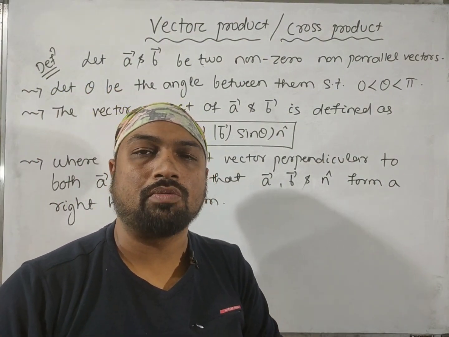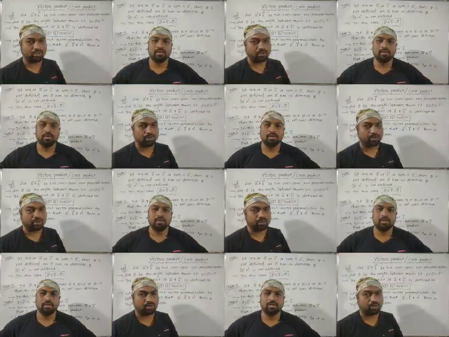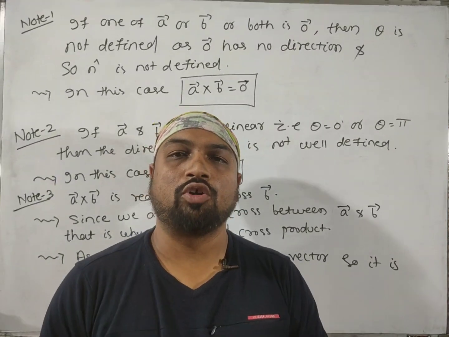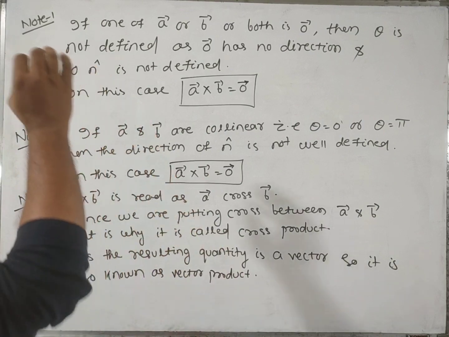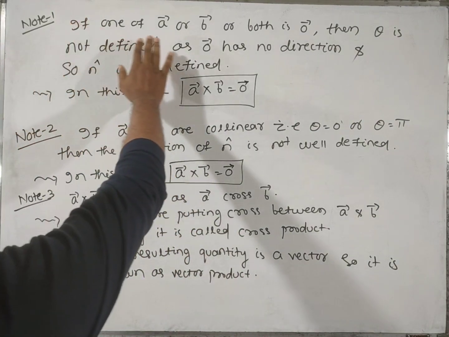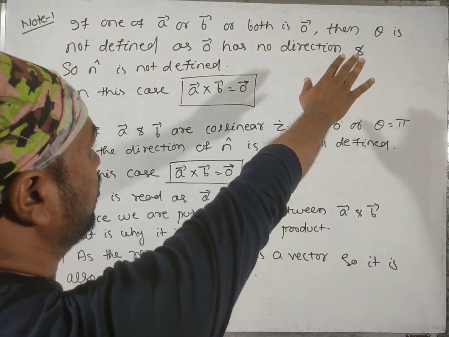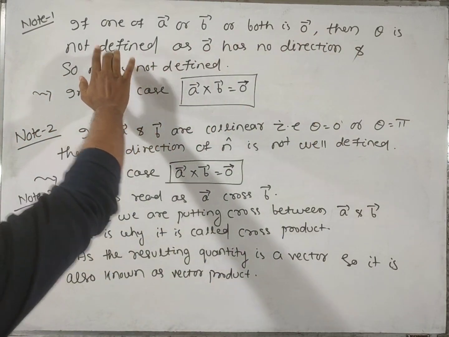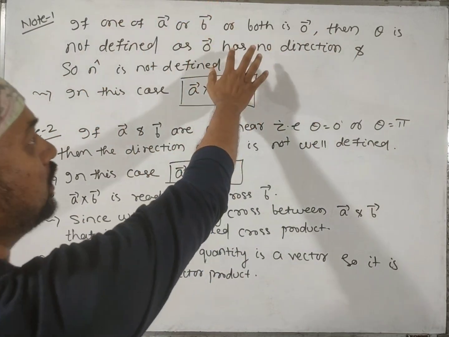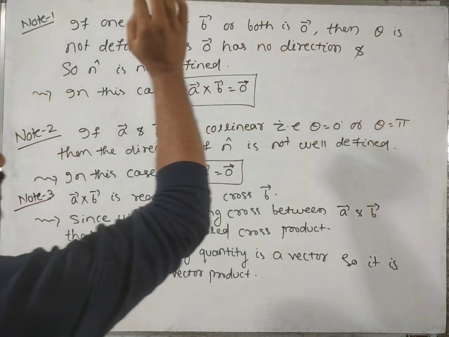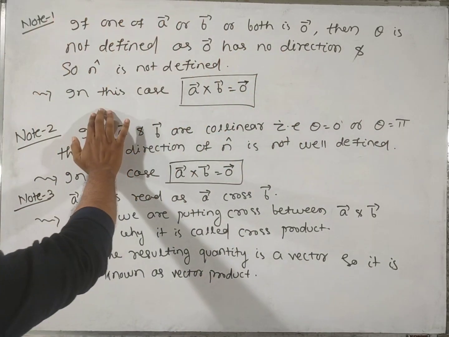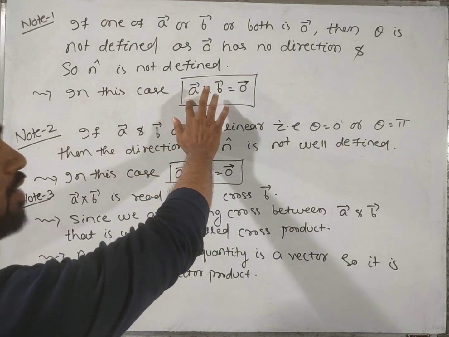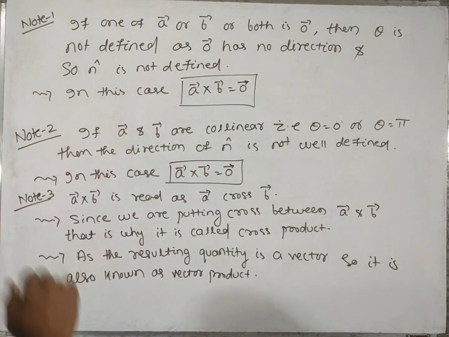Let us discuss some of the rules and important points based upon the vector product or cross product. Here is the first point. If one of A vector or B vector, or both, is a zero vector, then theta is not defined here, because a zero vector has no direction. If it has no direction, then n cap is not defined. So in this case, the vector product of A vector and B vector is always the zero vector.